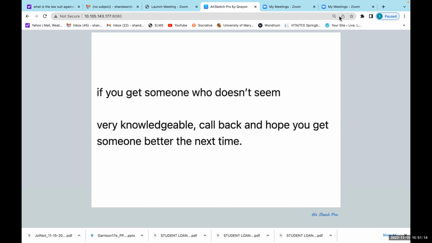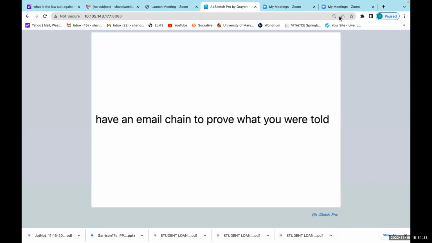This is what I've been doing all my life when it comes to certain types of tax research, and that's to do the following: call up. If it doesn't seem like the person knows what they're talking about, hang up politely, call back. Hope you get someone better the next time. And sometimes you've got to keep doing it till you get someone who really seems like they know what they're talking about. Make sure you have an email chain to prove what you were told. That may come in handy someday.